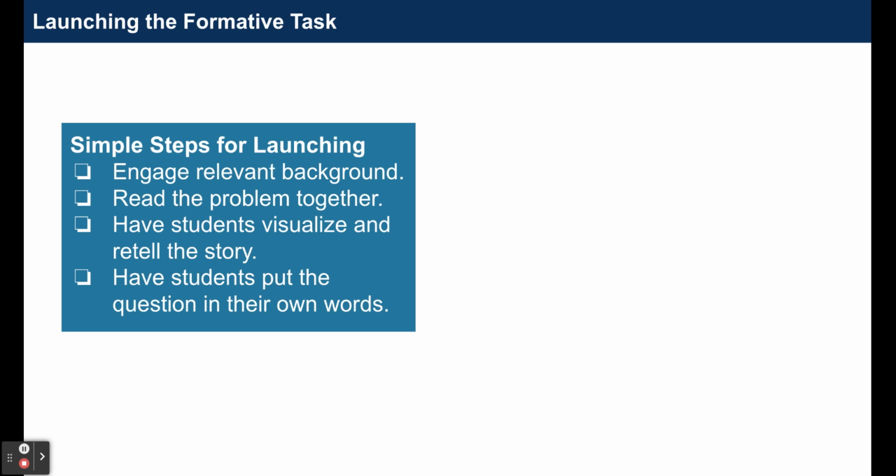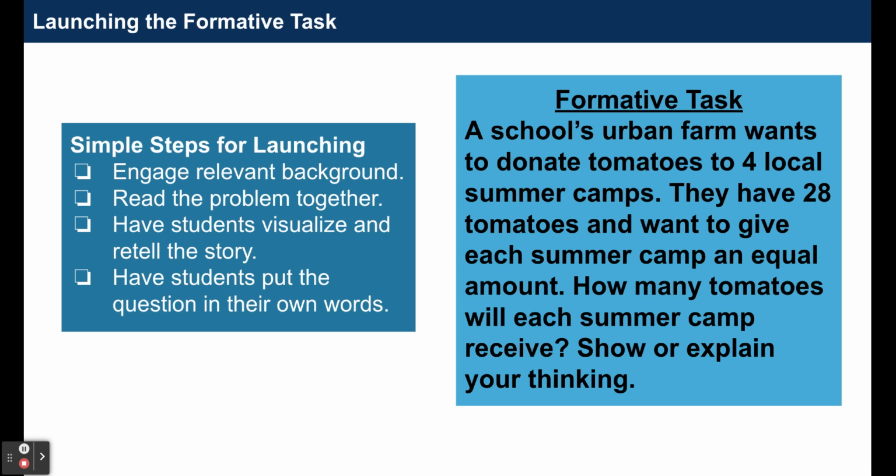Let's think about this third grade formative task. It's from the first day of division. A school's urban farm wants to donate tomatoes to four local summer camps. They have 28 tomatoes and want to give each summer camp an equal amount. How many tomatoes will each summer camp receive? Show or explain your thinking.